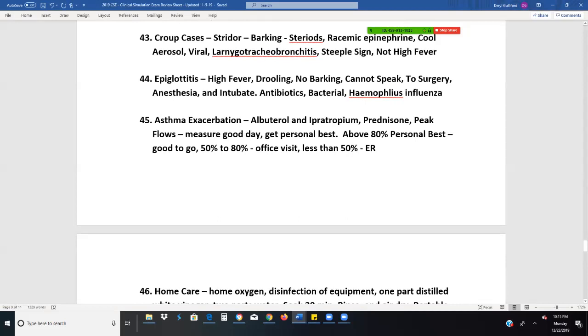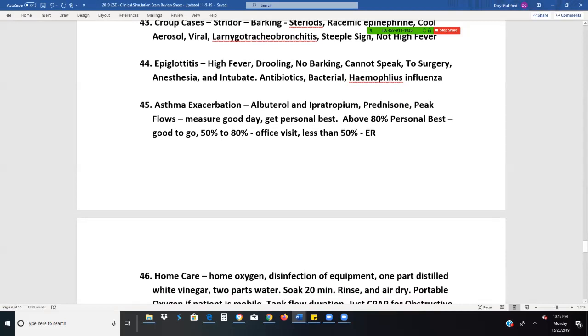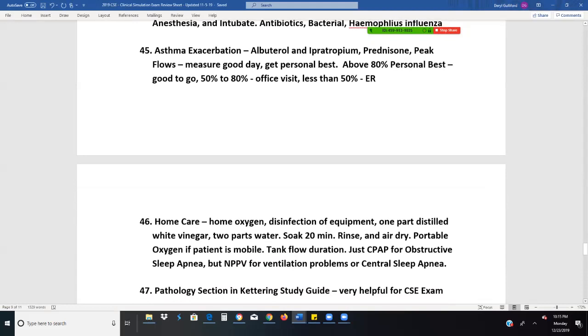Asthma exacerbation, 80% above personal best, good to go. 50 to 80, office visit. Less than 50, straight to the ER.